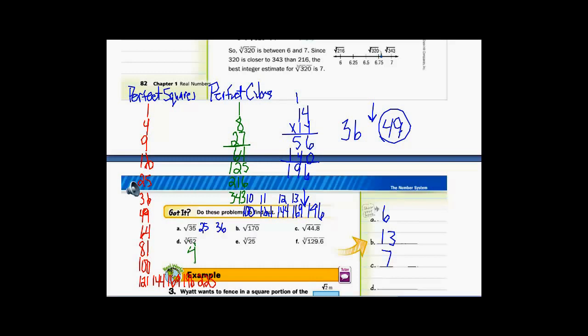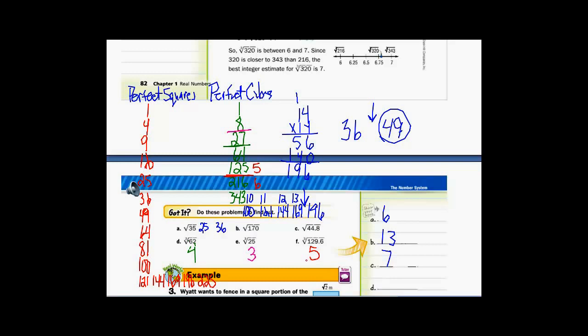Cubed root of 25. Cubed root of 25 is going to fall right in here between 8 and 27. So it's closer to 27, which means that this is closer to 3. Cubed root of 129.6. 129.6 would fall in here, so that is in between 5 and 6. 129 is a heck of a lot closer to 125 than 216. So the cubed root of this estimation would be 5.